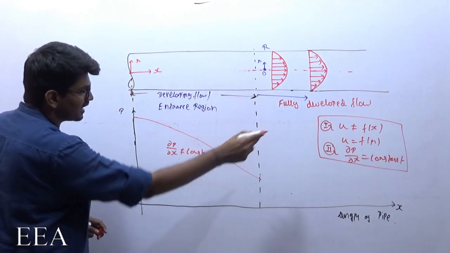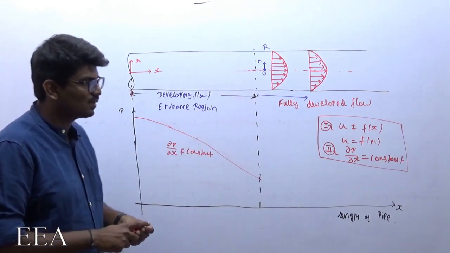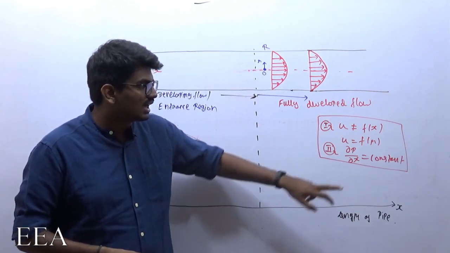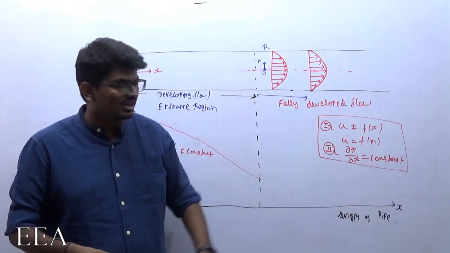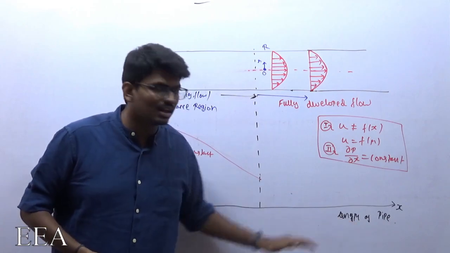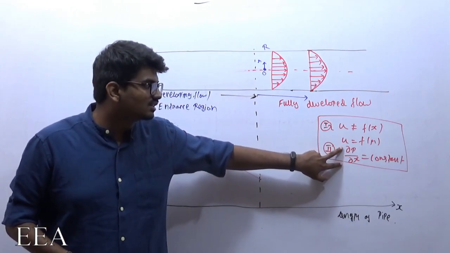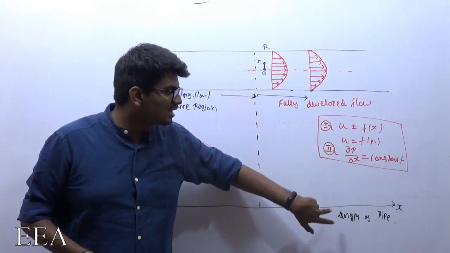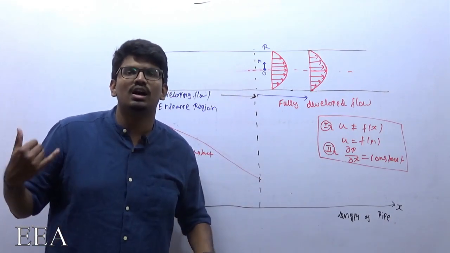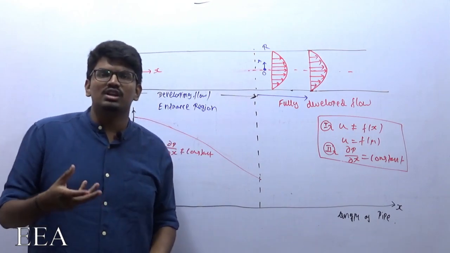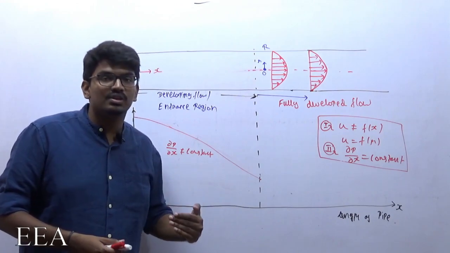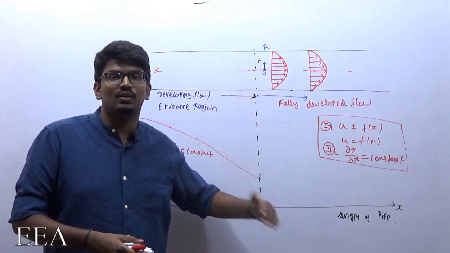See, dou p by dou x is nothing but what? It is a slope, right? If you already attended that mathematics class, you will know that dy by dx is slope. In this case, y is pressure, and x is the length of the pipe. So dy by dx is slope. Slope has to be constant in fully developed flow. So when will the slope be constant? For this, you can go back and see our slope video, which has already been discussed in the basics. Slope will be constant if it is a linear straight line.